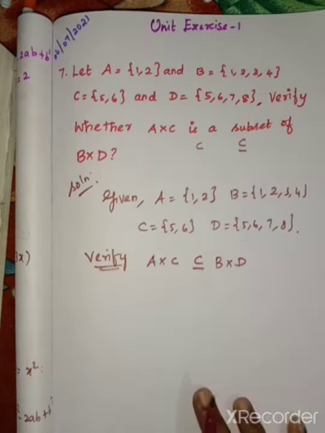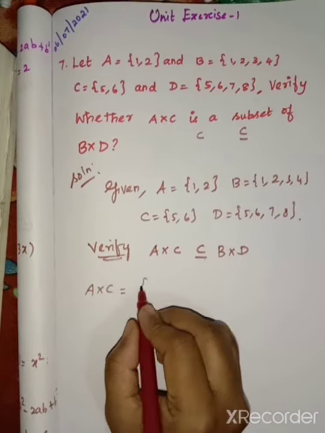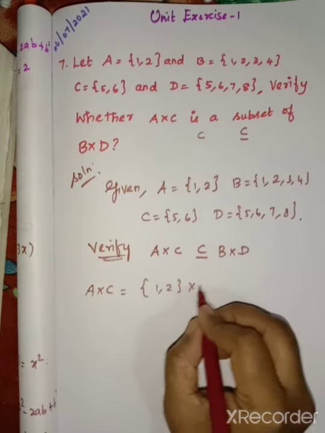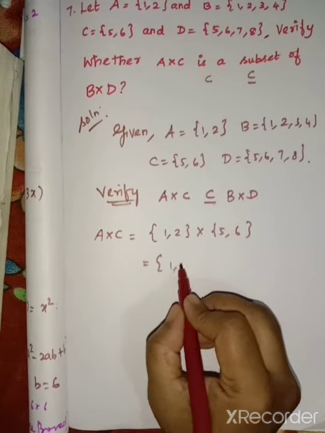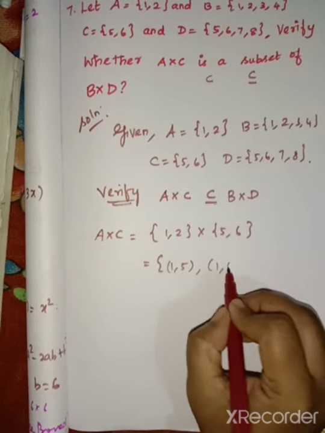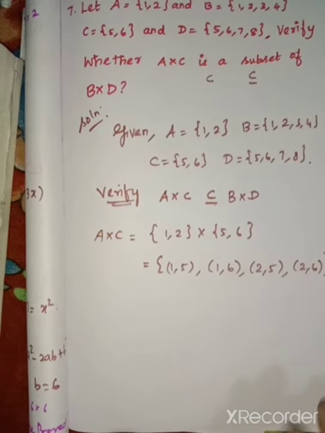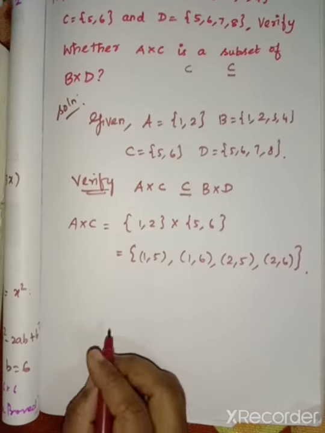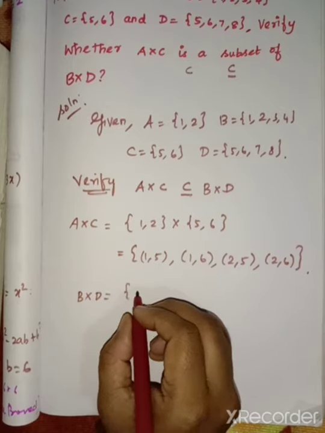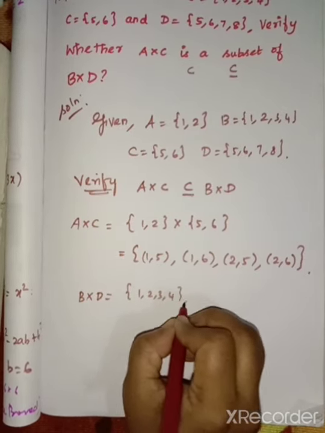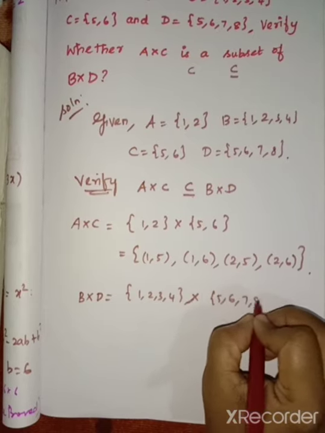We know the Cartesian product. So A cross C equal to A is set of 1, 2 cross C is set of 5, 6. So we can write as 1, 5, 1, 6, 2, 5 and 2, 6 and close the set bracket. Then we want to find the B cross D. So B is set of 1, 2, 3, 4 and cross D is 5, 6, 7, 8.